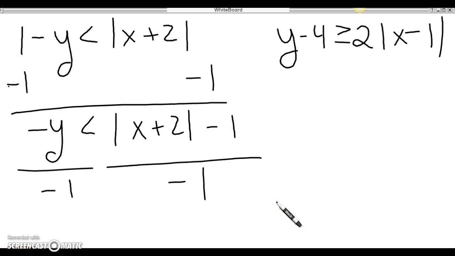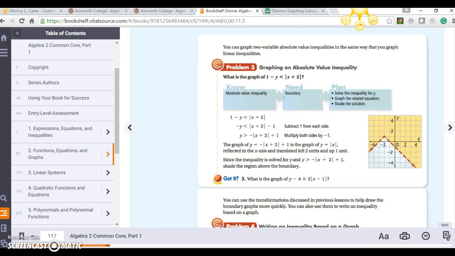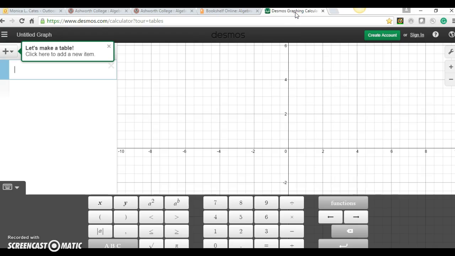Then I'm going to divide by negative 1. Whenever I divide by a negative, my inequality always flips. So it's going to turn to greater than. I have negative absolute value of x plus 2, and I have plus 1. And so when I graph it, I'm just using this free graphing calculator at www.desmos.com. All you have to do is put that in. It's a free graphing calculator.